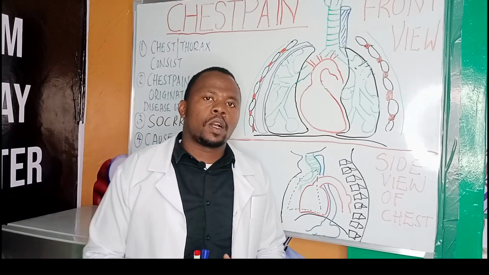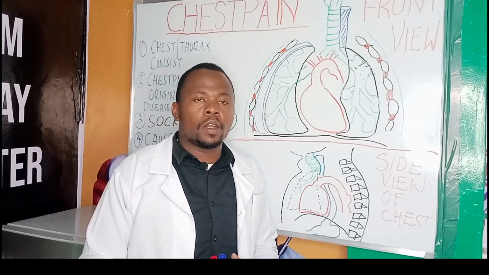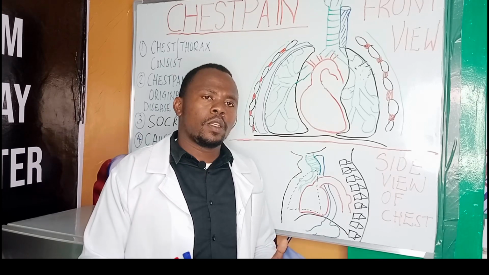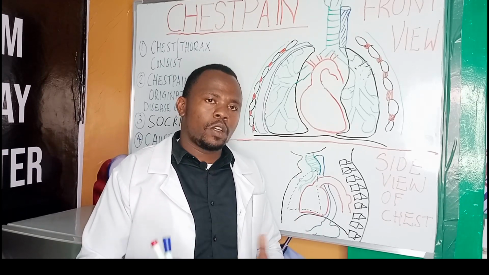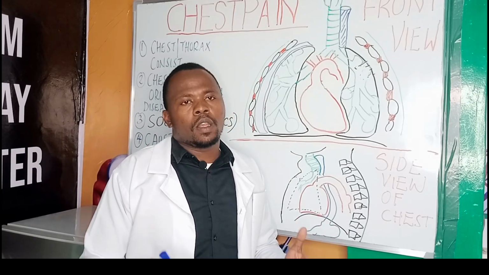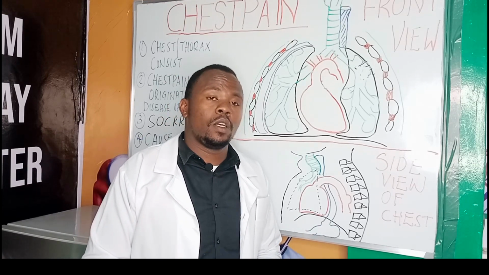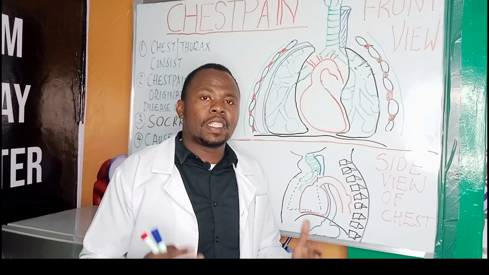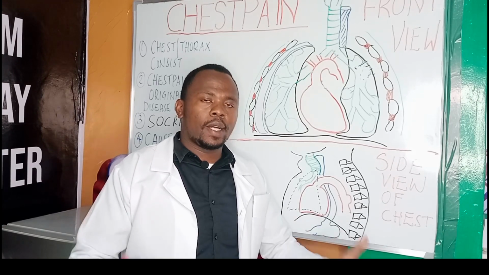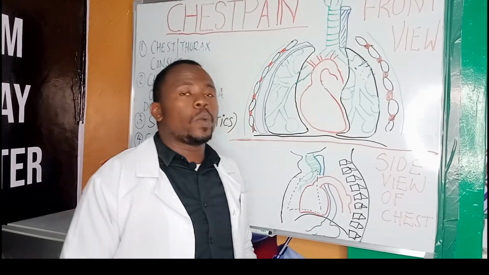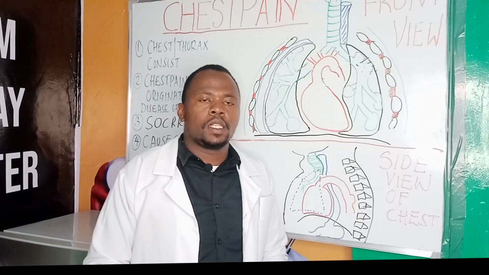So if a clot can happen in a blood vessel, this clot will obstruct the blood flowing to your heart. Then if your heart does not get oxygen, the cells may tend to die. That's what we call a heart attack. Number two, we have what we call angina.